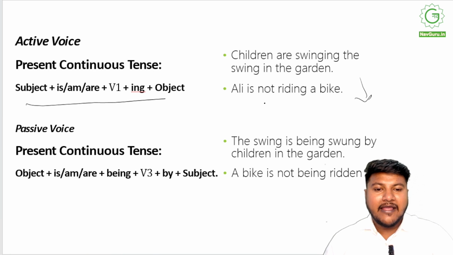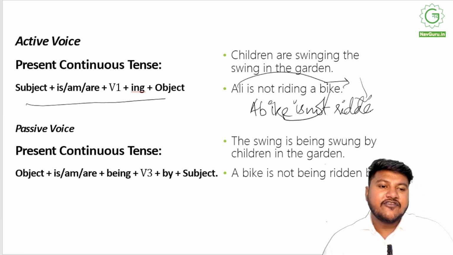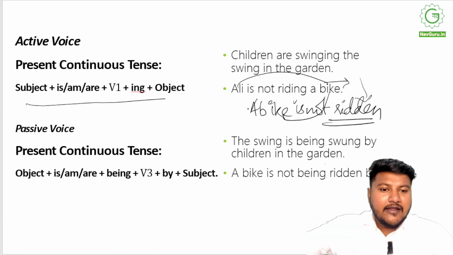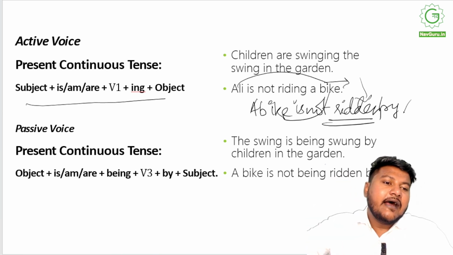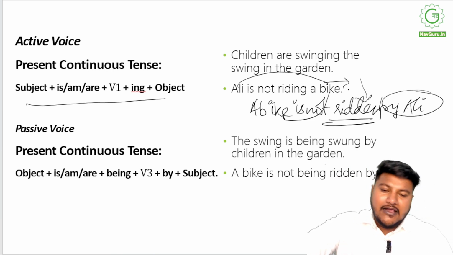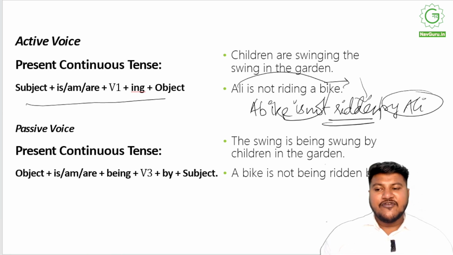"Ali is not riding a bike." A bike goes to the front, Ali comes at the back. Is not remains there, is/m/r remains there. Riding becomes ridden because it changes to V3. Always change to participle. "A bike is not ridden by Ali." So just remember: change subject to object, change the verb to V3, add by and then add the subject. As simple as that. Easy does it.